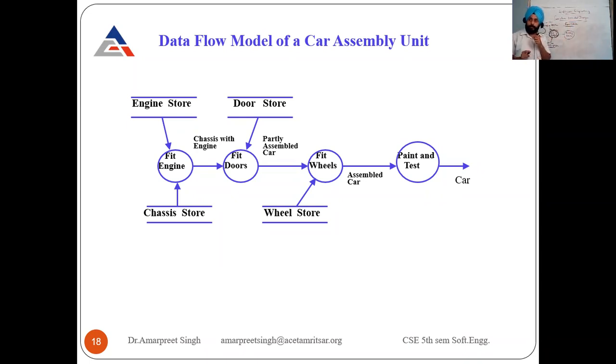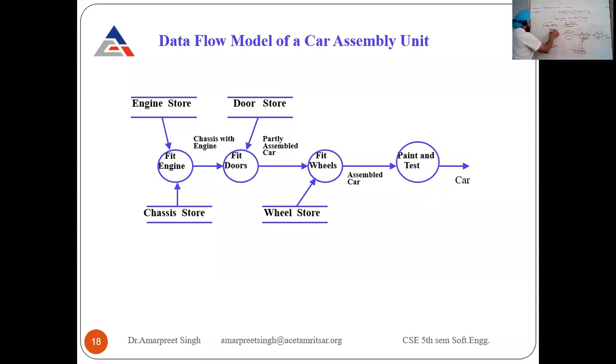Okay. Then a partly assembled car is there. Then we will fit the wheels. Wheels we will get from another data store, the wheel store, and the fitting of wheels is carried out. Then paint and test, and the final output car is there.